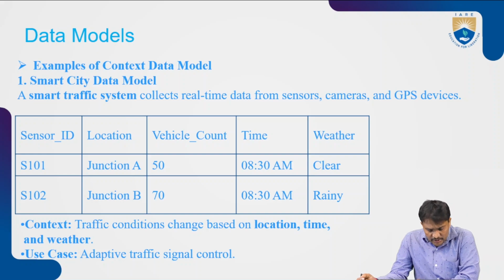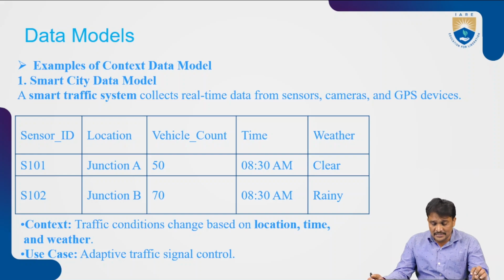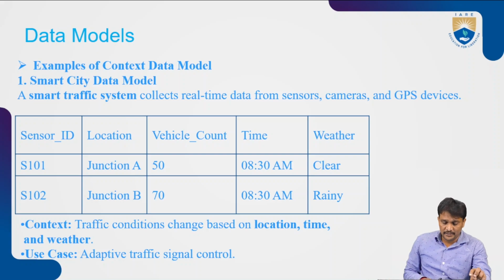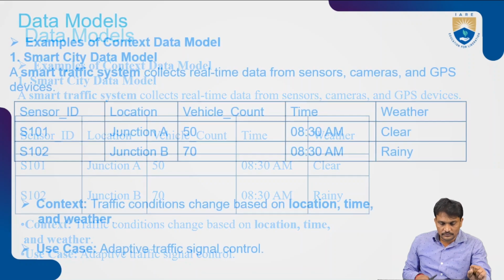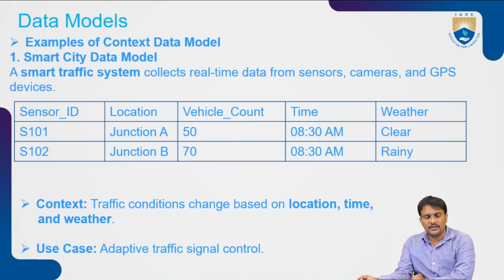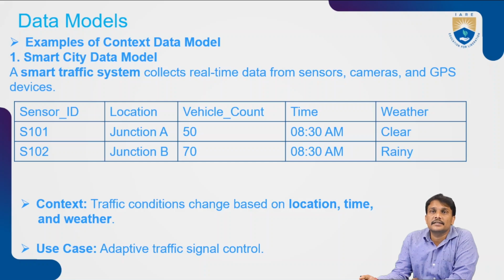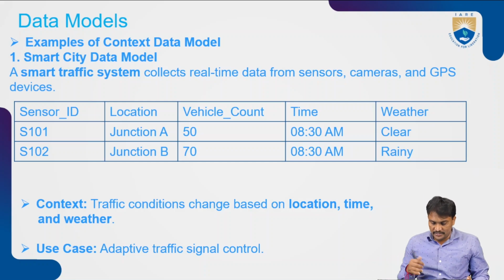So what is the use case here? The use case is adaptive traffic signal control. Next, examples of context data models. In this, we already discussed the adaptive traffic signal model.